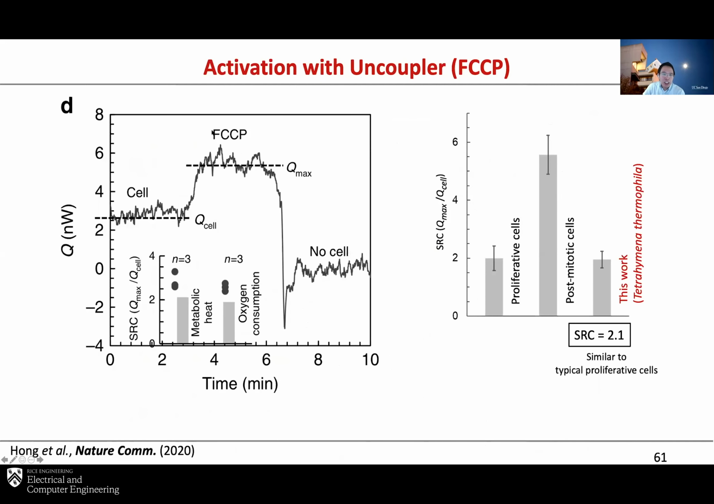We can also, in real time, change the cell metabolic heat. For example, you can inject an uncoupler called FCCP that will amplify the metabolic heat in these Tetrahymena cells. So in this case, this is the heat flux without FCCP, and then we inject FCCP, and you can see the heat flux increase, and then we remove the cell, this is no cell. So in this case, you can find out that the ratio of the metabolic heat with the uncoupler FCCP and without is about a factor of 2. This seems to be reasonable for this particular type of cell.